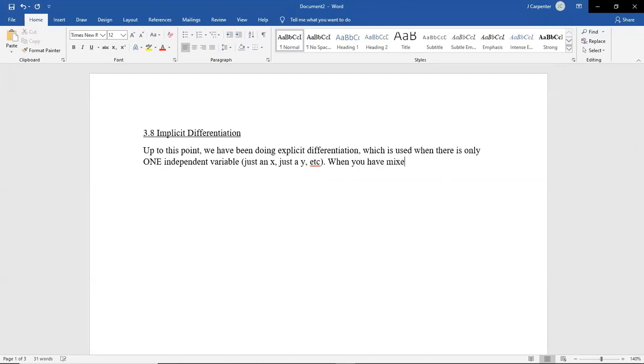So when you have mixed variables, an x and a y, or an x and a z or anything, in an equation, implicit differentiation is a possible way to find an exact derivative. Implicit differentiation is based on the chain rule.